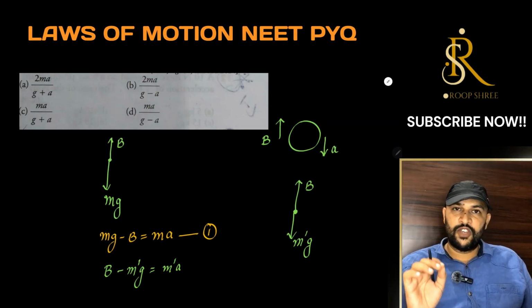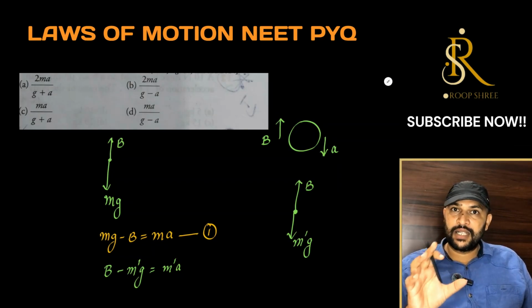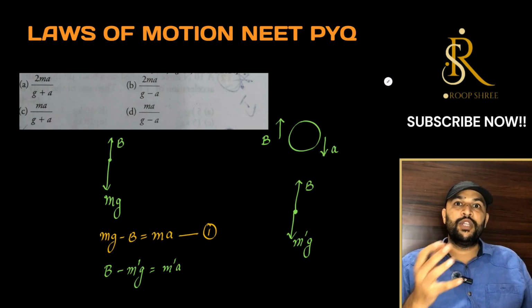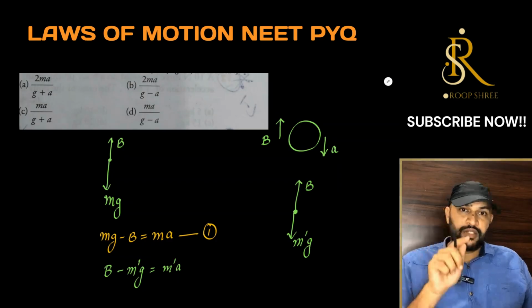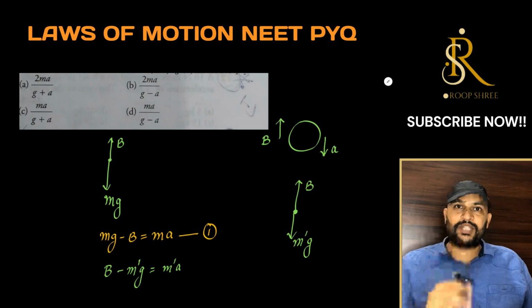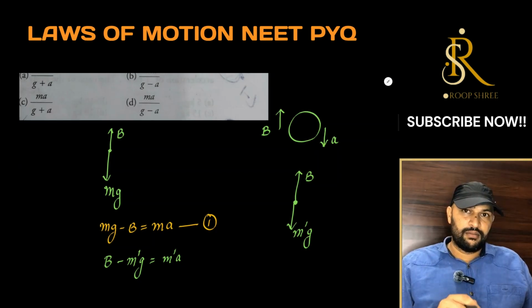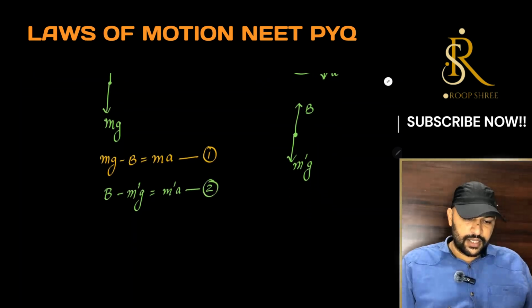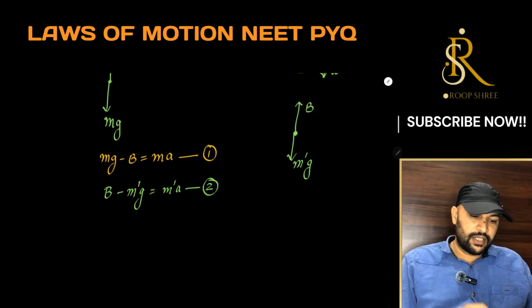Now let me be very clear, m dash is the final mass of the balloon, but the question is asking how much mass is to be removed, right? So m dash you will calculate and you will subtract it from m. That is the extra mass which you have to remove, right? Means m minus m dash, sorry. So this will be the answer. So let's first calculate m dash.